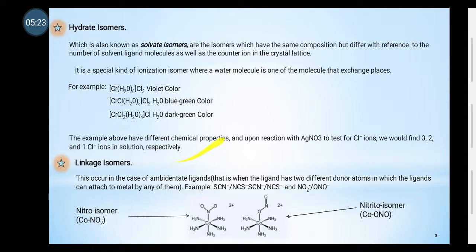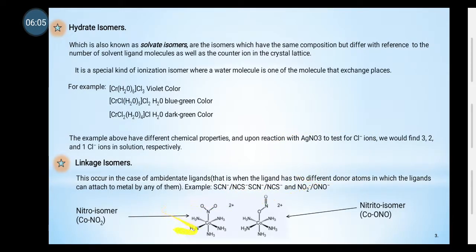And talking about linkage isomer, it occurs in the case of ambidentate ligands, and I explained ambidentate ligands. Okay, I will explain ambidentate ligands again. These are ligands that have 2 different donor atoms, by either of which the ligand can attach to the metal. So look at this, an ambidentate ligand. It can attach with the oxygen or attach with the nitrogen. I made examples here: SCN-, NCS-, NO2- or ONO-. So that's the meaning of ambidentate ligands. They have 2 sides of attaching.